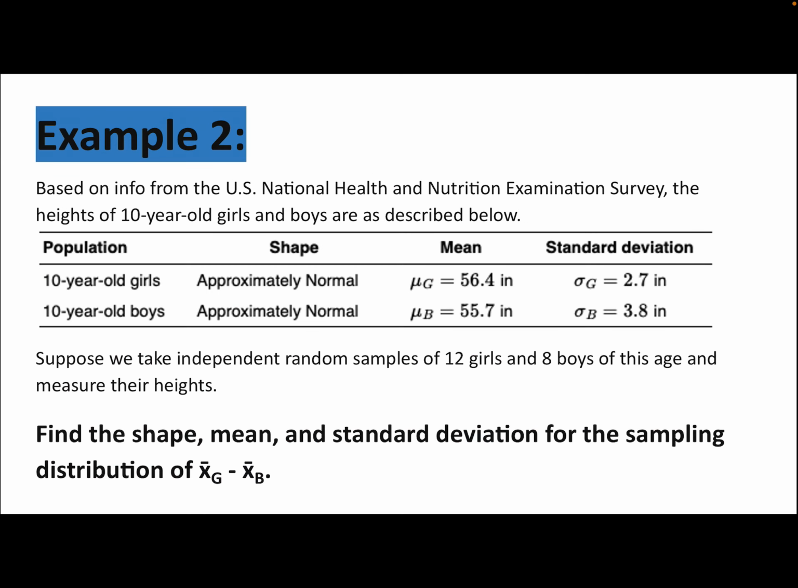So let's go back to our example and calculate our mean, shape, and standard deviation. For shape, both populations were told to us to be roughly normal, so we know our shape is definitely going to be normal, since we were given that for both populations. Our sample sizes, if you remember, were 12 and 8. So if we were not given a population for both groups that was normal, these would not be big enough sample sizes for our sampling distributions to be normal. But luckily we were given that population.